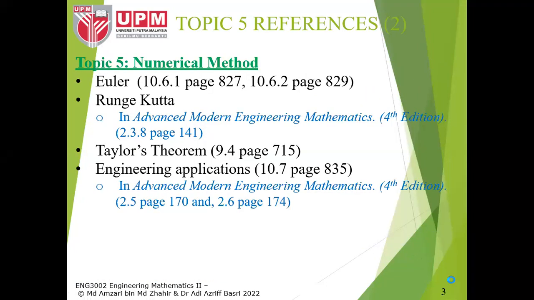Topic 5 is numerical method. First is the Euler method, which you can refer to in the Modern Engineering book at the particular page, and Runge-Kutta in Advanced Modern Engineering Mathematics in 2.3.8, page 141. Then there is Taylor's theorem, 9.4 in Modern Engineering, and the engineering application in the Advanced Modern book.